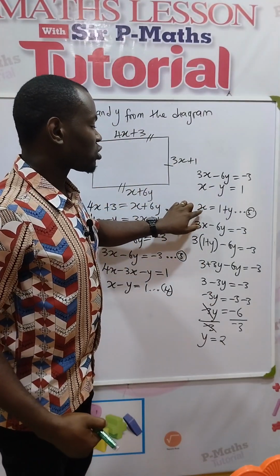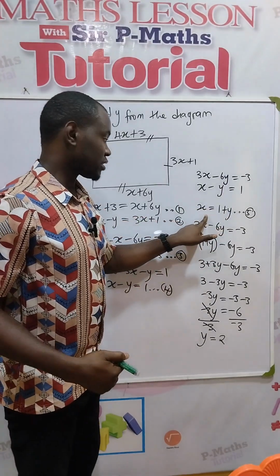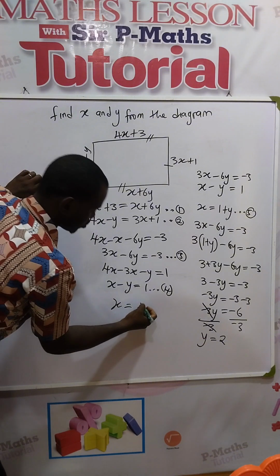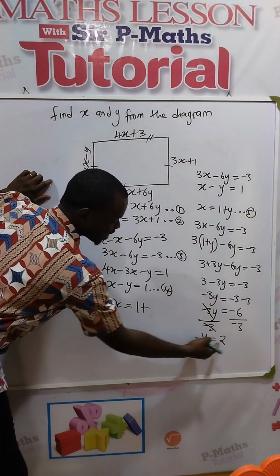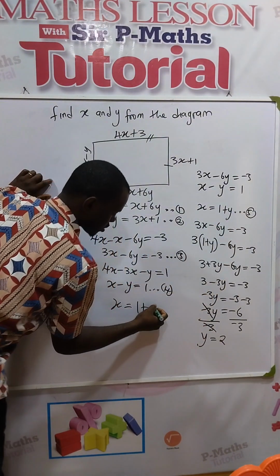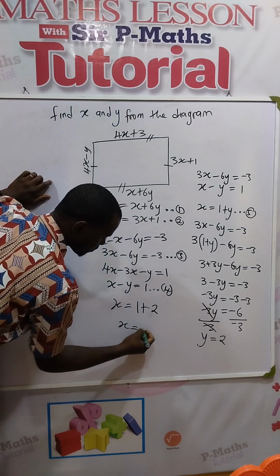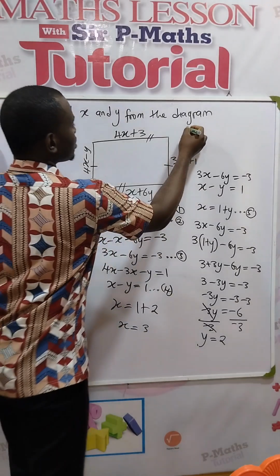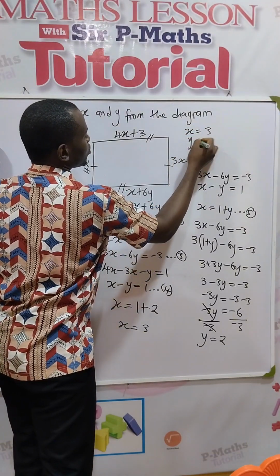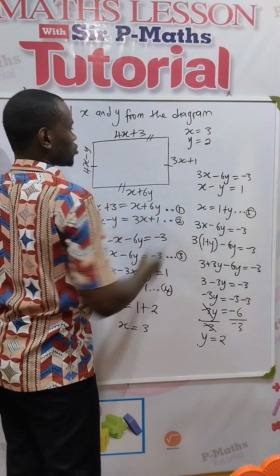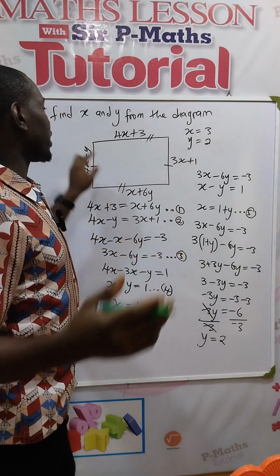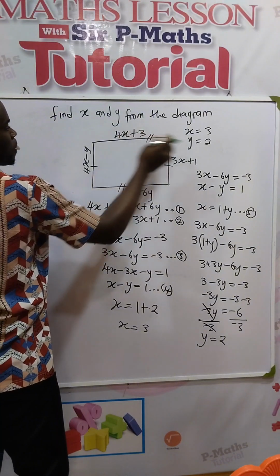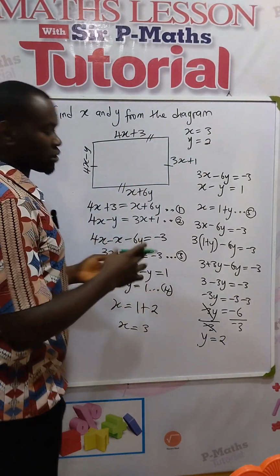From equation 5, we can get the value of x, right? So x will be equal to 1 plus the value of y, which is 2. Put it here. This is 2. So x will be 3. So the values of x and y in this diagram are 3 and 2. All right. So you can actually find the lengths of this diagram now by substituting. Put 3 for x and put 2 for y anywhere you see x and y.